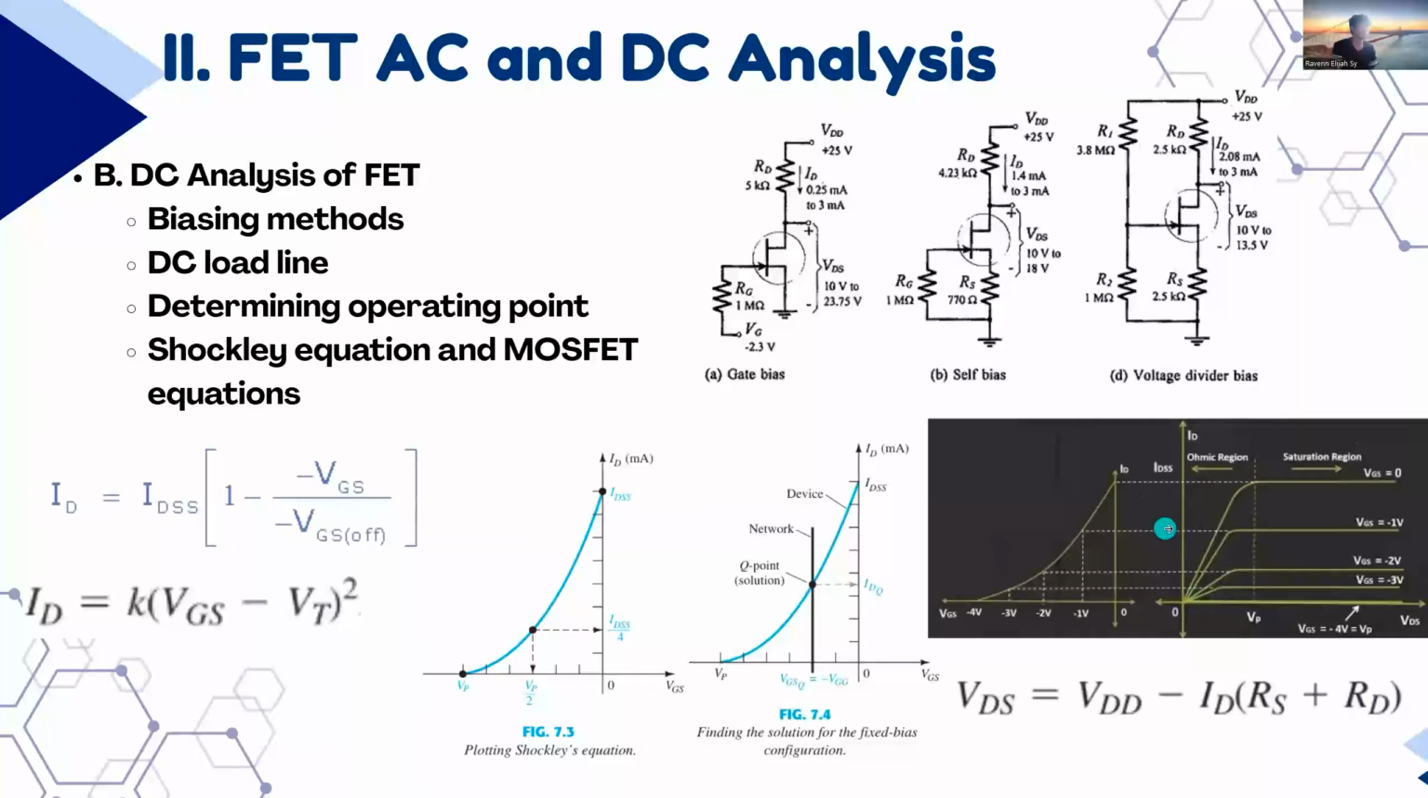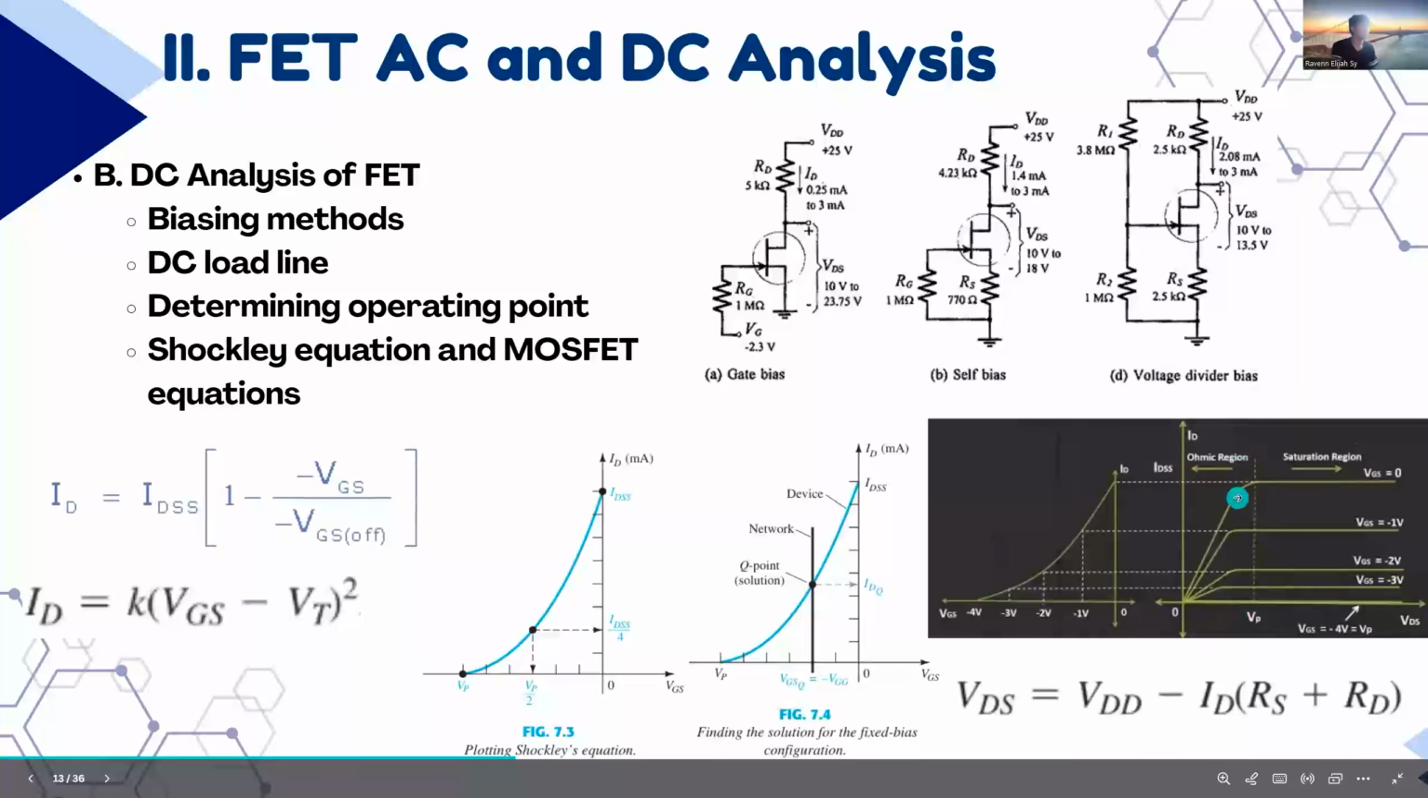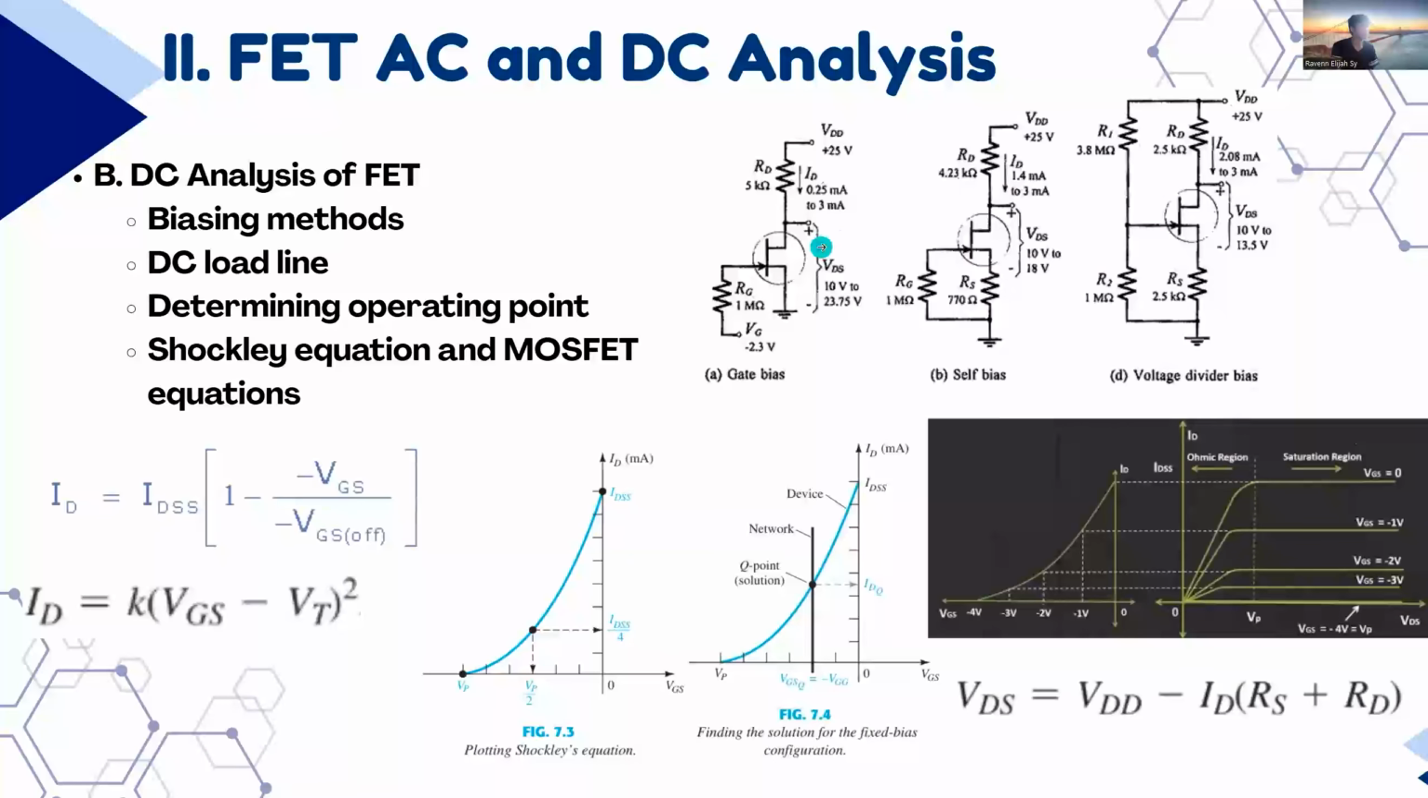So determining a proper Q point is by determining the ID and the VGS, by applying whatever biasing methods we need, and the proper power supply and resistors in our FET circuit.